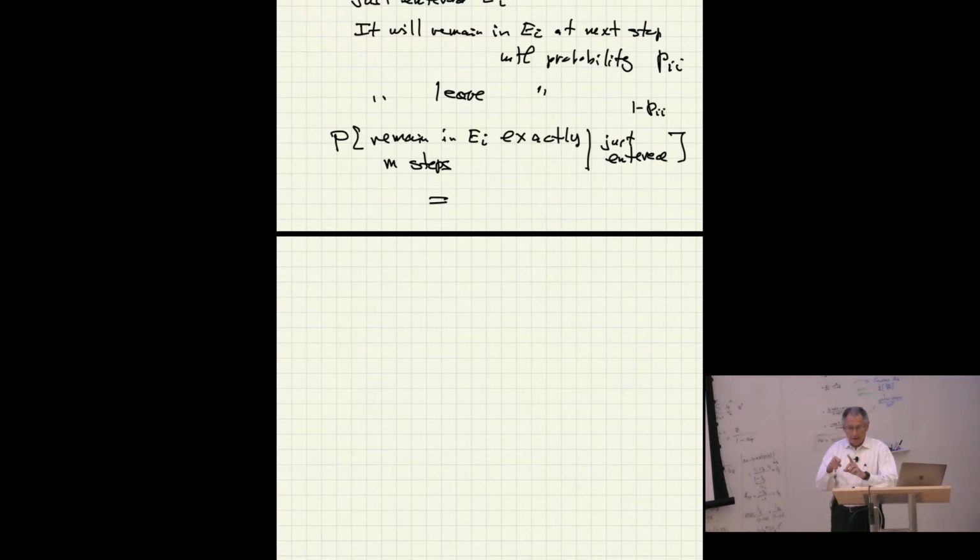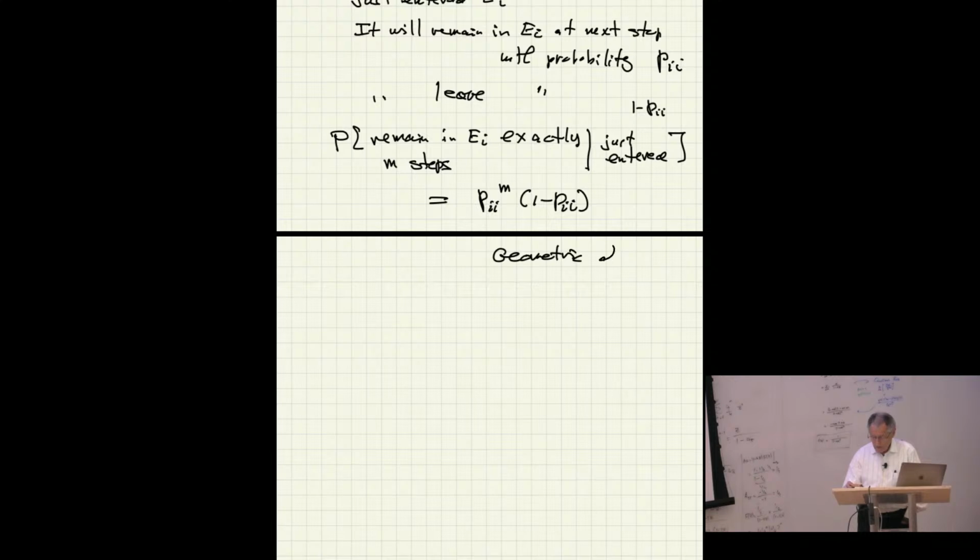Stay there once, Pii. Stay there twice, two in a row, Pii squared. m times, Pii to the m. Then you've got to leave, 1 minus Pii. Okay? So that's Pii to the m, and then for sure you've got to leave. Well, son of a gun, that's a geometric distribution, isn't it? Now, by the way, the book goes into the non-homogeneous case as well. I'll let you play with that yourself. Okay? A similar argument can be used for continuous time, the exponential.